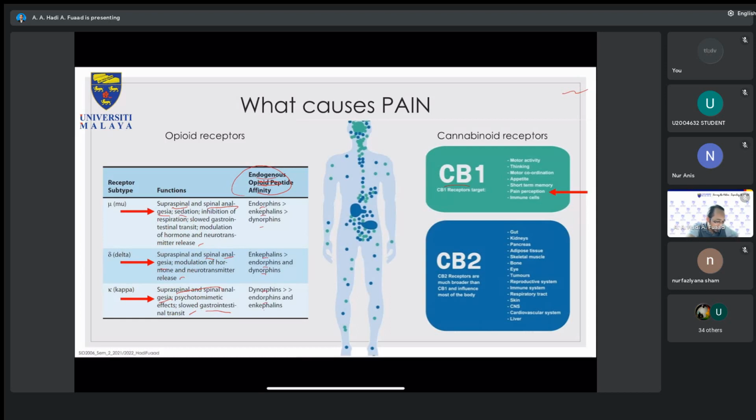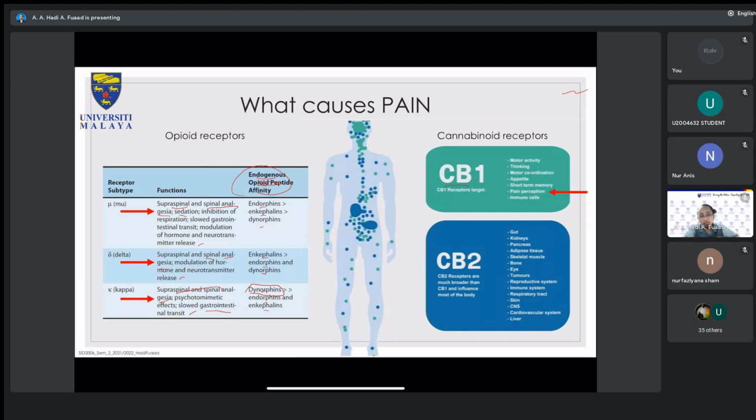Okay, but you can see the distribution is slightly different. Dynorphins are more preferred. The double arrow means it's more preferred in the kappa receptor in comparison to delta or mu. So that's the differences.